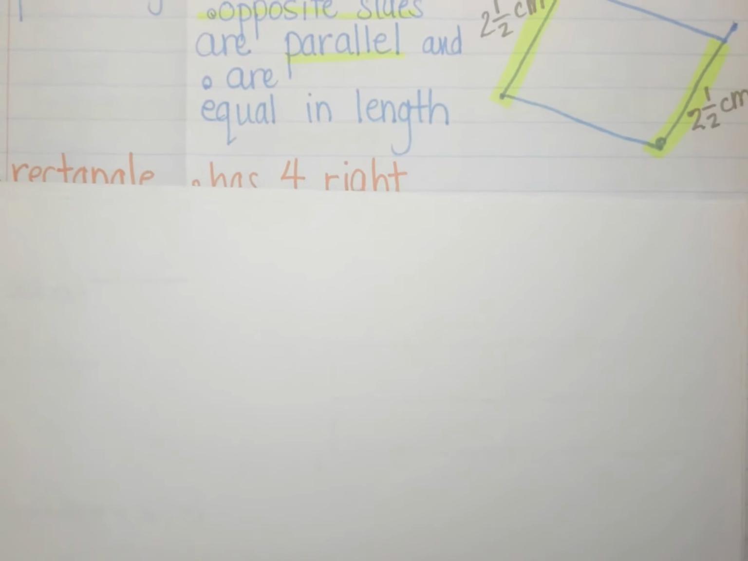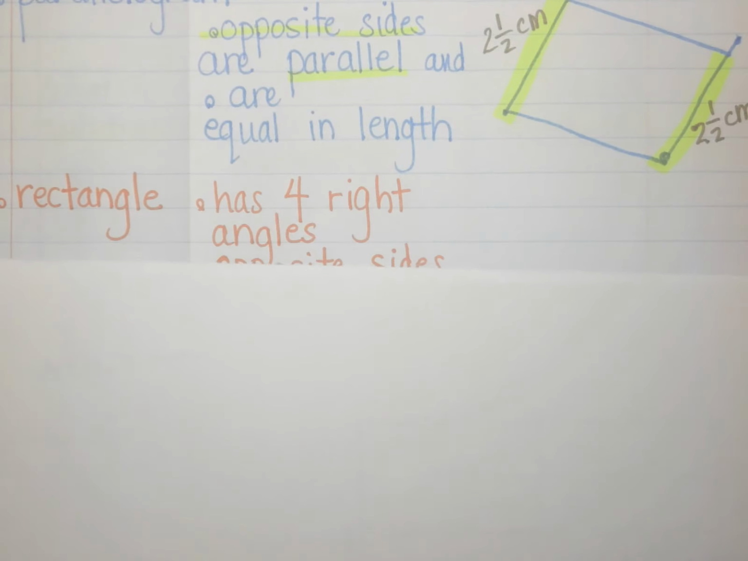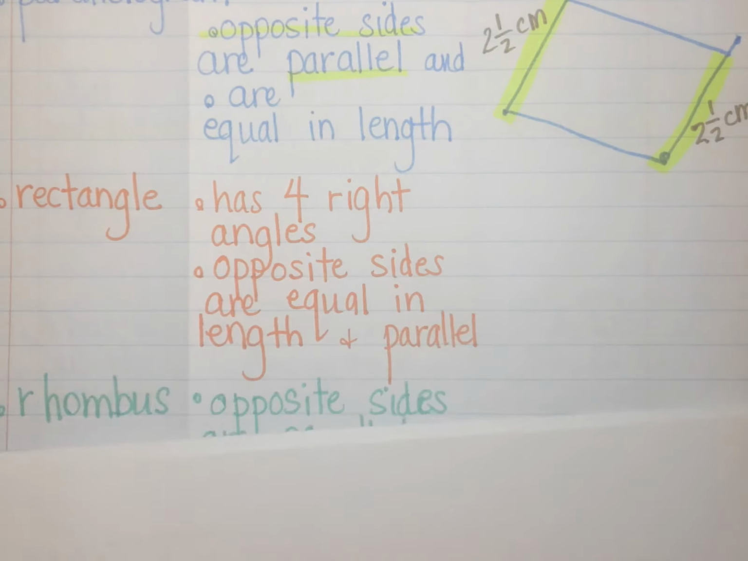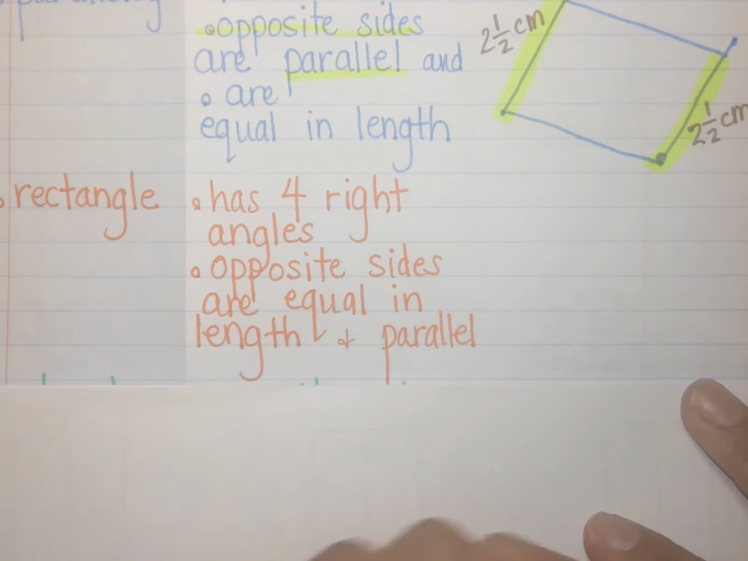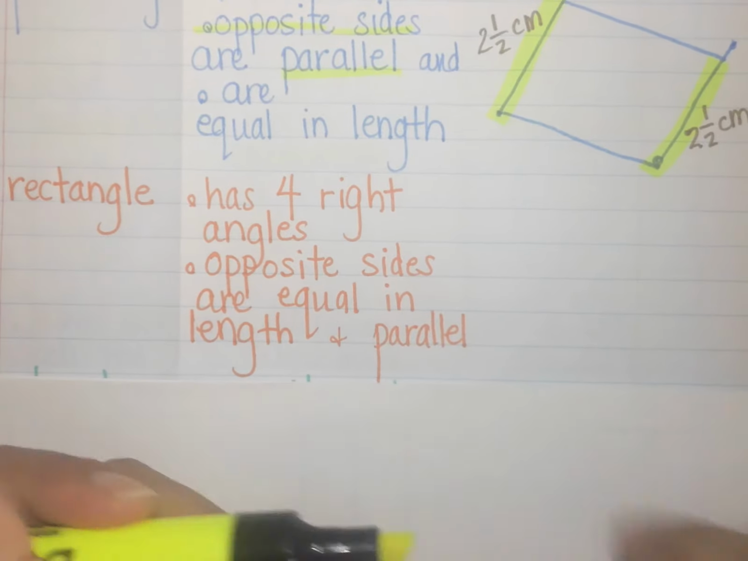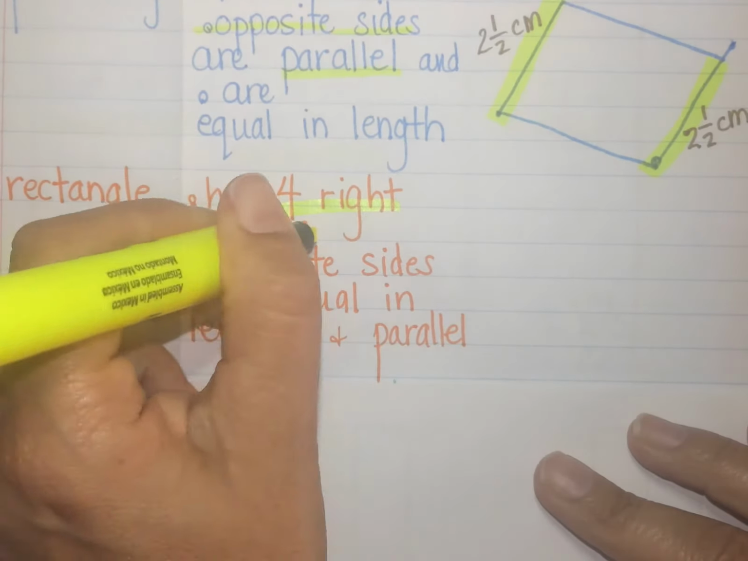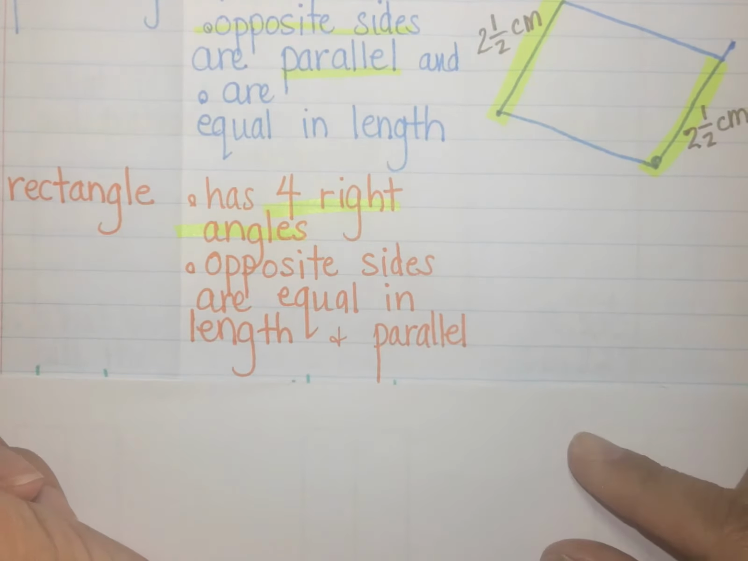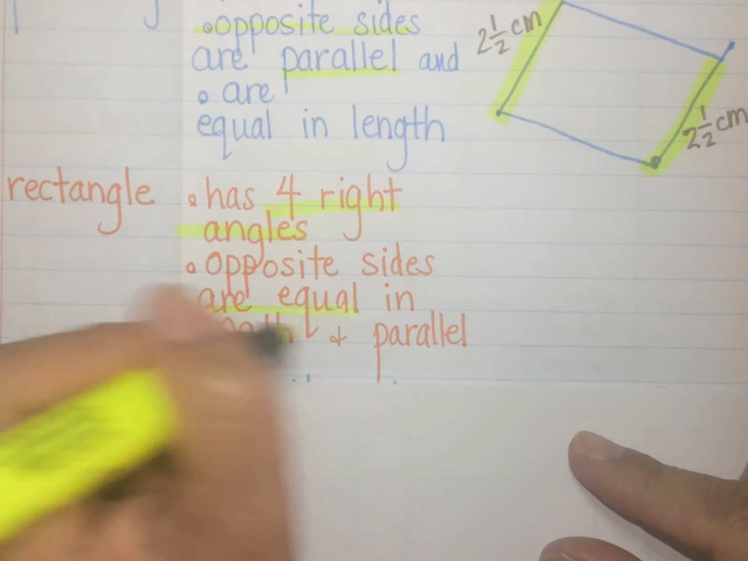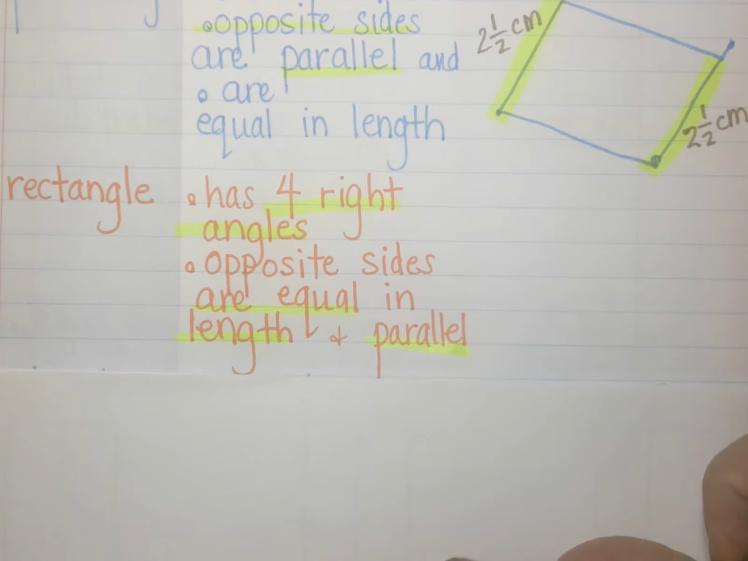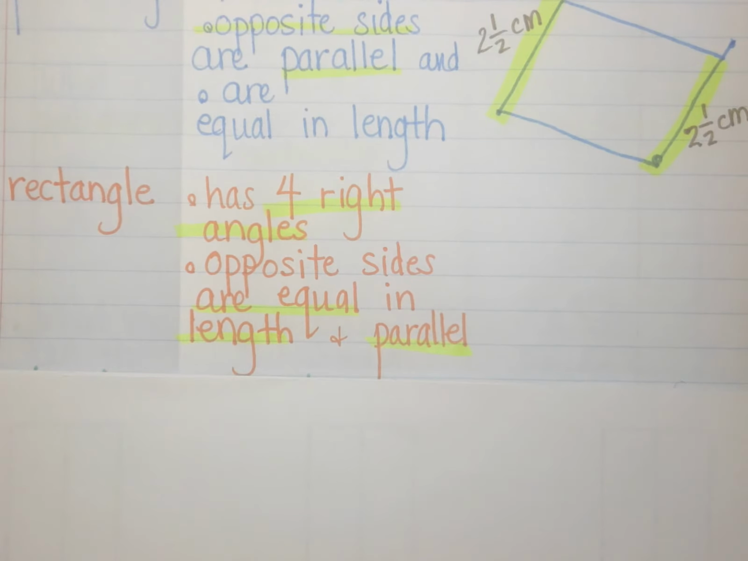Here we go. This is a rectangle. Okay. It has 4 right angles. So these are going to be as straight as can be, forming the little square that are the right angles. The opposite sides are equal in length and they're parallel. So length matters.